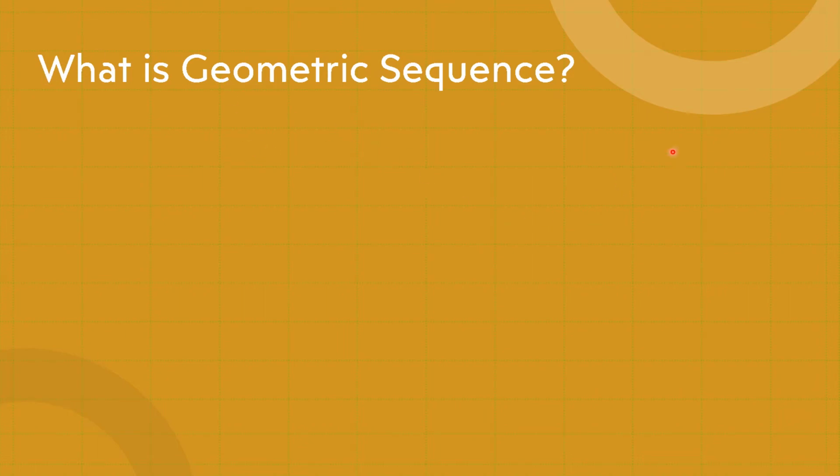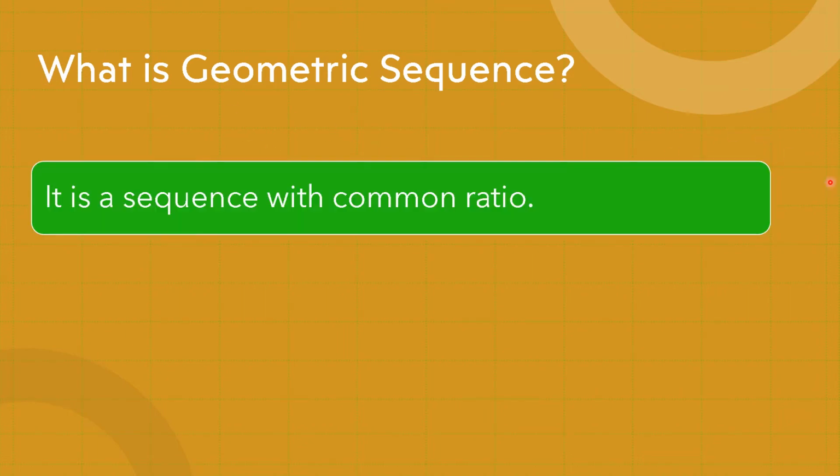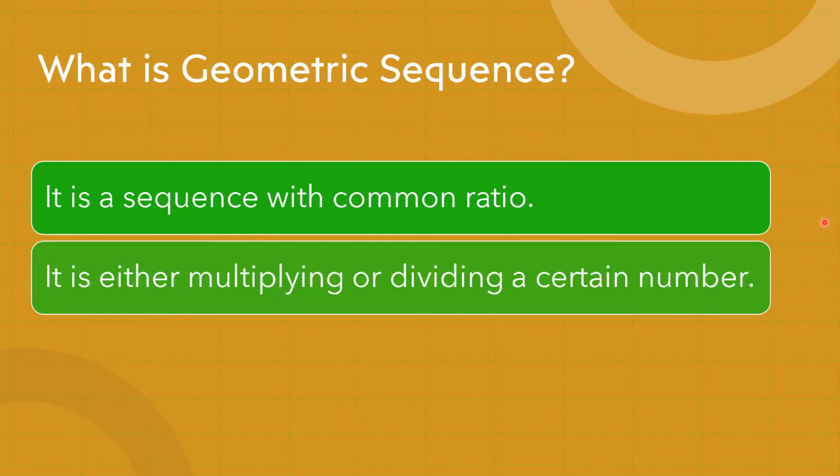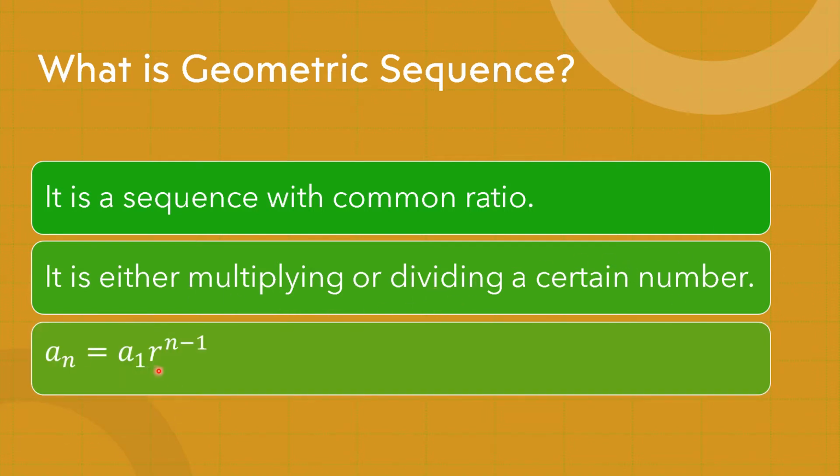What is a geometric sequence? The first idea is that it is a sequence with a common ratio. The idea of a common ratio is that it is either multiplying or dividing by a certain number. The general term for a geometric sequence is a sub n is equal to a sub 1 times r raised to n minus 1.